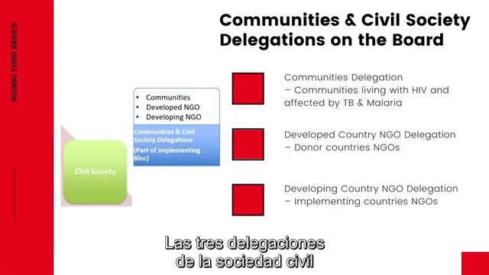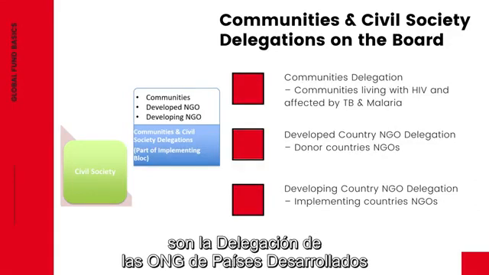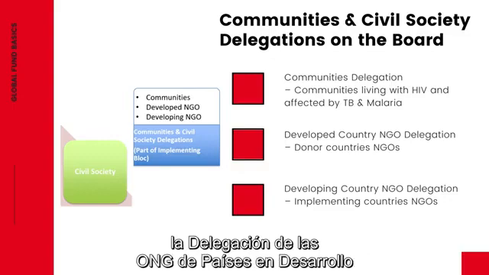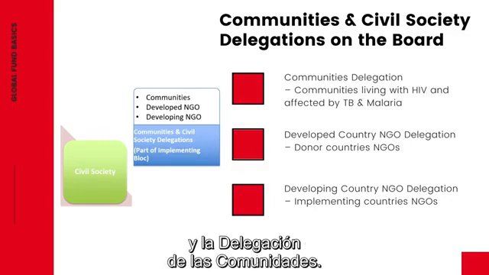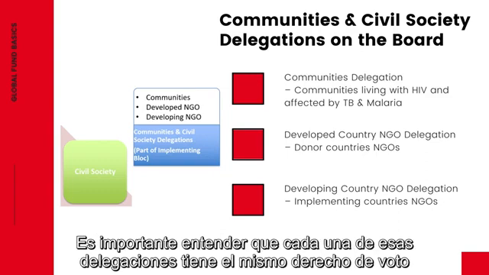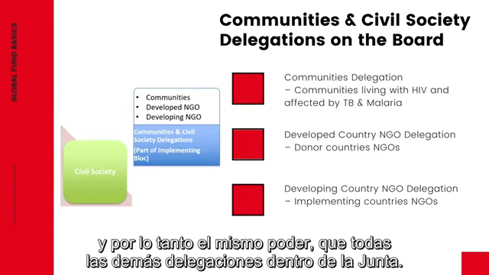There are 3 civil society delegations: the developed country NGO delegation, the developing country NGO delegation, and the communities delegation. And what's important about this that you need to really understand is that these delegations each have the same voting rights and therefore the same power as any other delegation around the board, around the table.